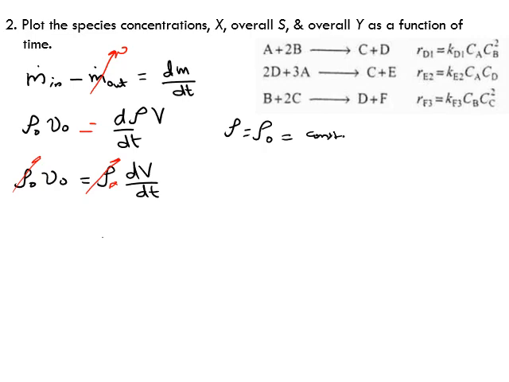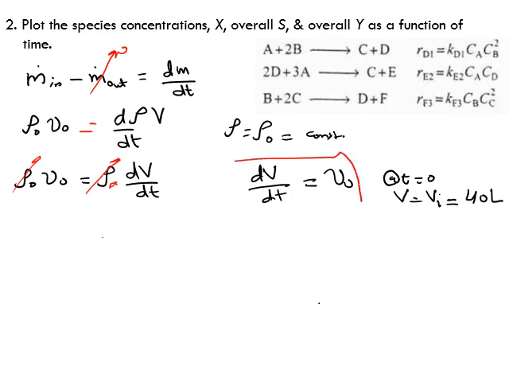So we are left with the simple differential equation, which is dV by dt equals epsilon naught, and we know that at t equals 0, V equals Vi, which equals 40 liters, correct? Again, frame this equation and frame the initial conditions. We're going to need it.